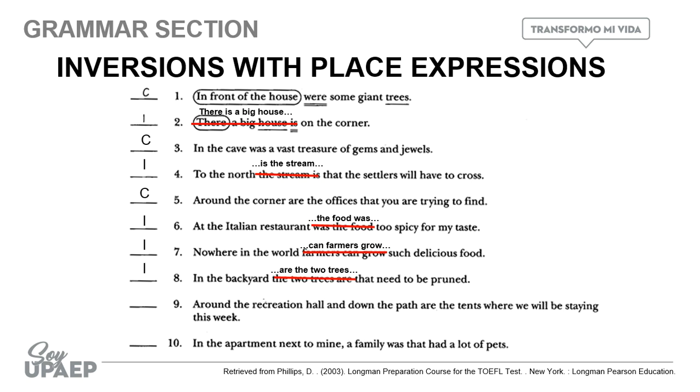Number 9, around the recreation hall and down the path are the tents where we will be staying this week. The sentence is correct, okay? You need an inversion because you are starting with a prepositional phrase.